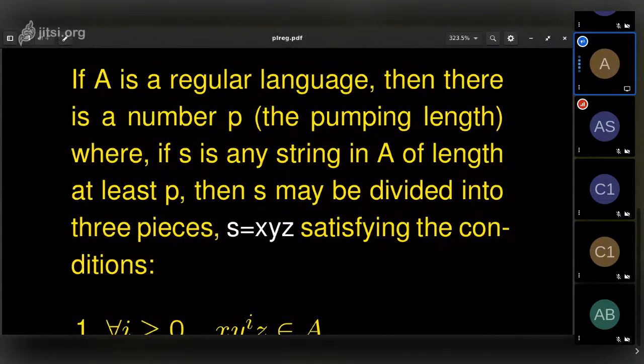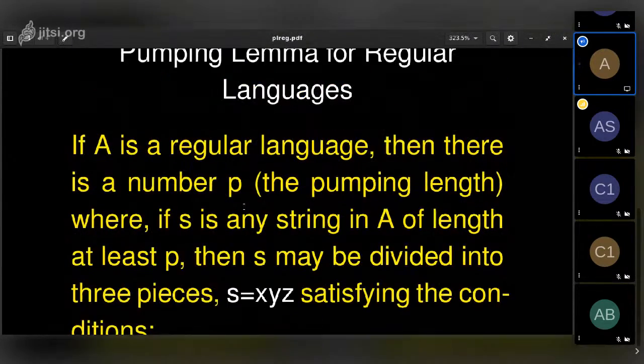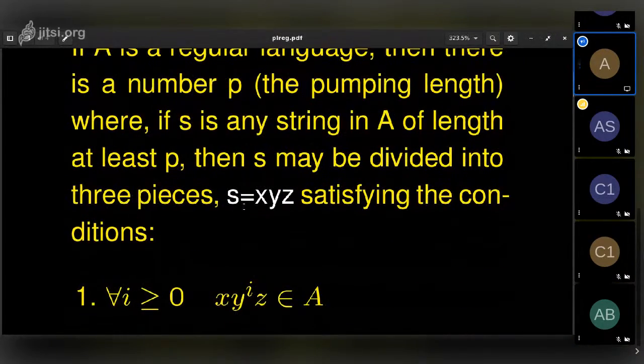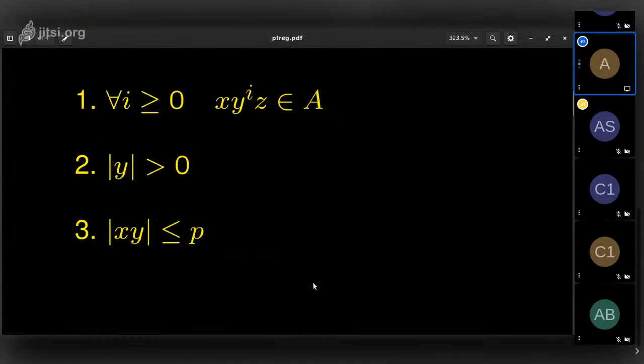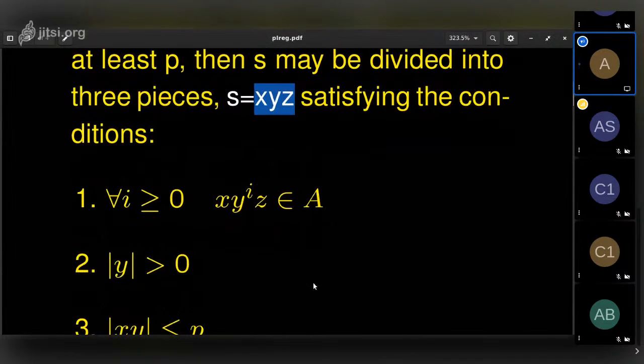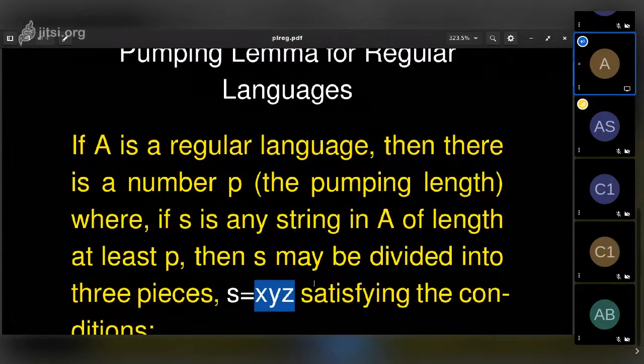So this is the pumping lemma for regular languages. That is, take any string of the language of length at least pumping length P, and then that string can be divided as XYZ, and then if you pump Y many times, the resultant string will also be in the same language. We will see examples next. We will stop here. Thank you.